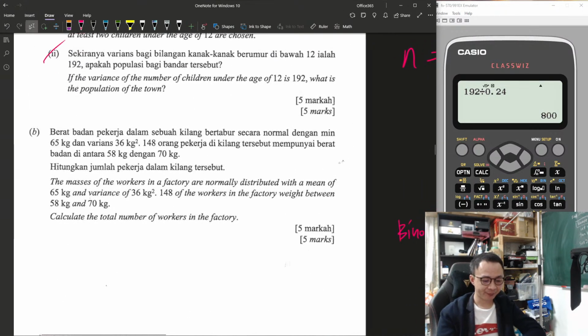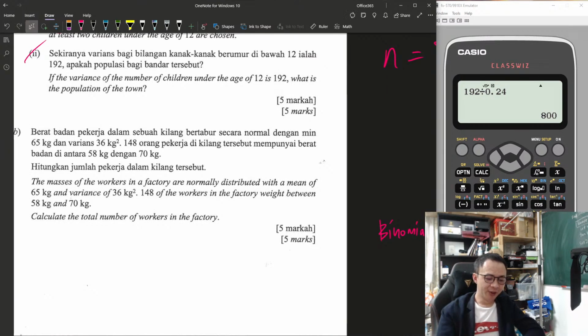Okay, part B. The mass of the workers in the factories are normally distributed with the mean. So you see normally distributed, this one will be normal distribution. The mean that they give us is 65 and the variance is 36. But for normal distribution, variance is not so helpful, so I always want to change the variance into the standard deviation. Remember, standard deviation is square root of the variance. So square root of 36 equals 6. So my standard deviation will be 6.